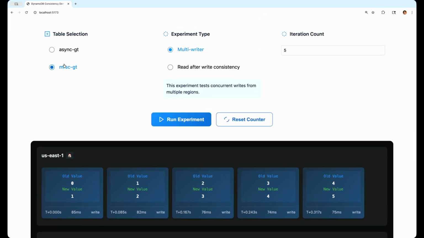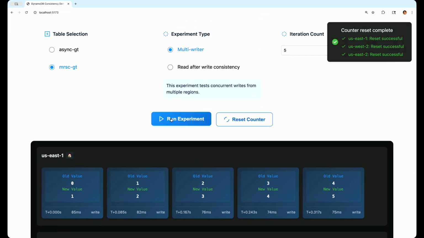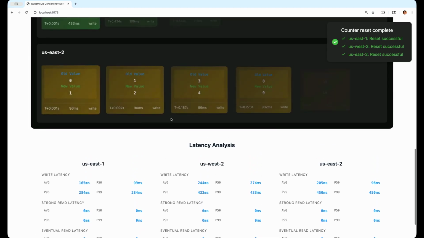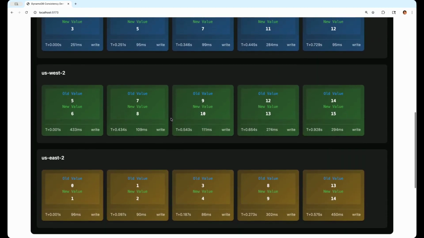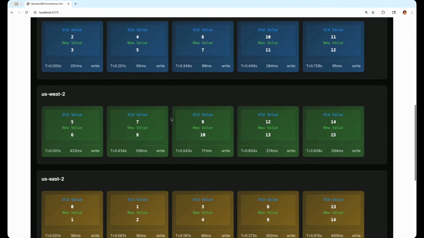We're going to run the same experiment again with MRSC global tables and see what happens. Since each of the regions is incrementing the counter 5 times, you land up with the final value of 14 and 15, but you can see that the values get incremented 0, 1, 1, 2, 3, 4. But there are some writes where the time taken is very high. For example, in US West 2, the first write, where its write is 5 and value is 6, you can see it's taken about half a second to write.